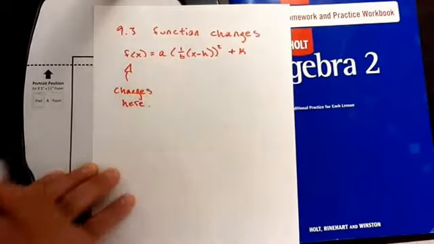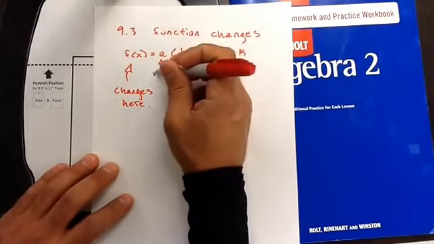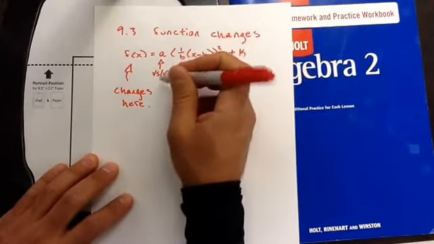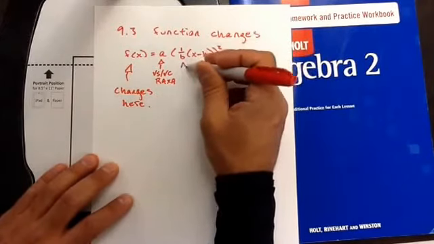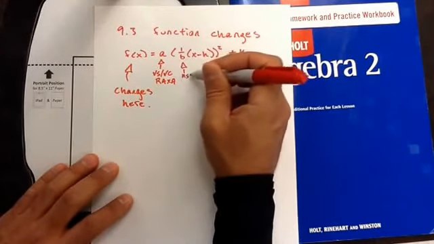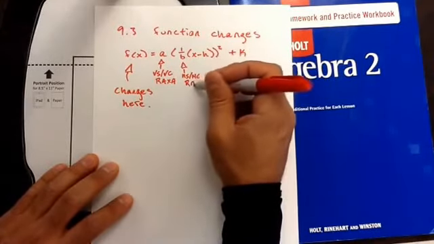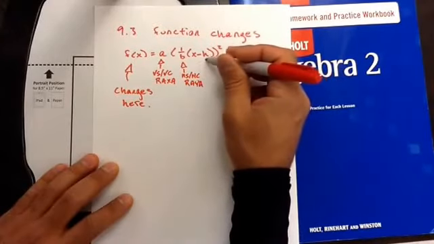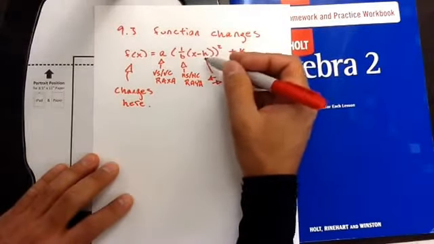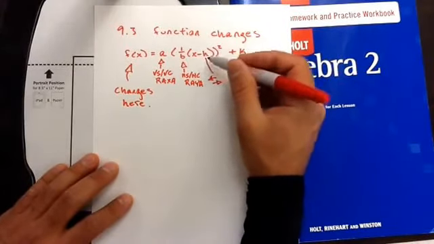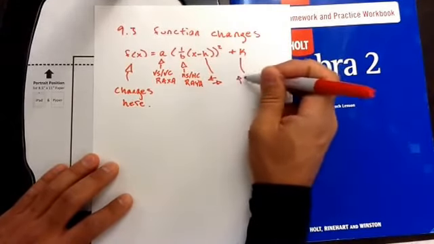So just to reevaluate what all the letters mean, A is your vertical stretch or compression. It also reflects across the x-axis if it's negative. B is your horizontal stretch or compression, and it'll reflect across the y-axis. H is your movement left and right, and remember that it's minus h, so if this is plus 3, then it's really going 3 to the left. If it's minus 3, it's really going 3 to the right. K is your movement up and down.